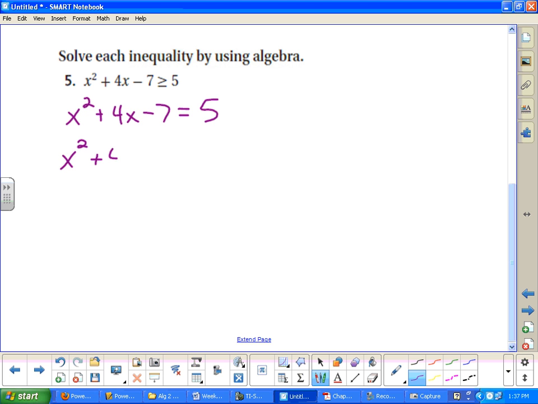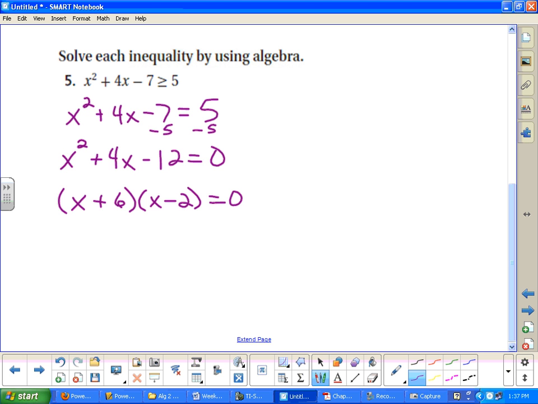So we get x squared plus 4x minus 12 equals 0. All right, can we factor this? What are the factors of negative 12 that give me positive 4? Okay, negative 2 and positive 6. So we've got x plus 6 and x minus 2 equals 0. So the zeros then are at negative 6 and positive 2.